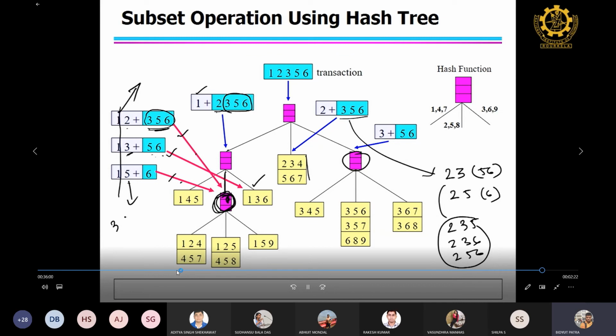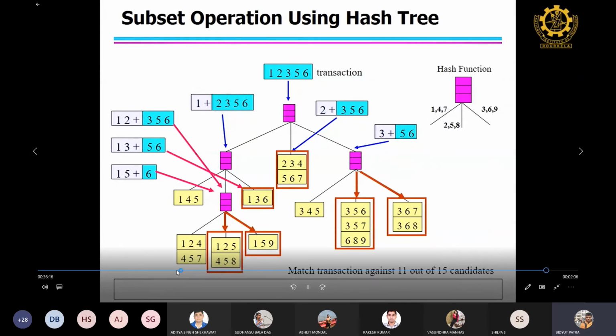If you split 3, 5, 6, so 1 can be 3. 1, 2 is already done. So now next it can be 3, and then 3 means it should come somewhere here. And then it is 5 and 6. So we can go next. You take the combination from 1, 2 and 3, so 1, 2, and 1, 5. This combination is here.